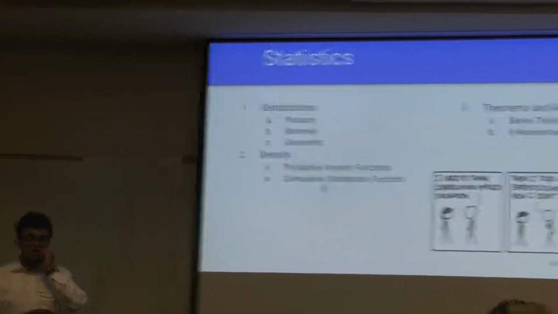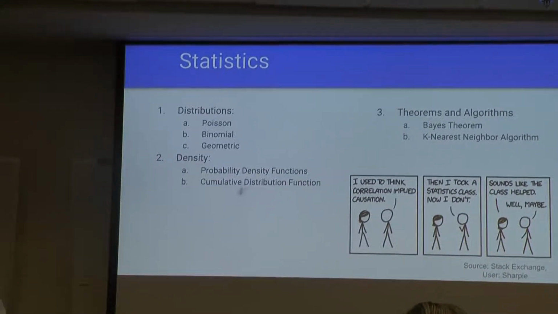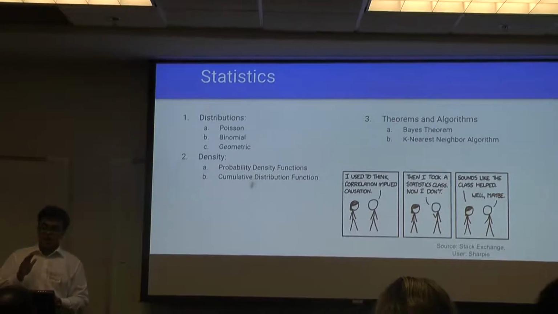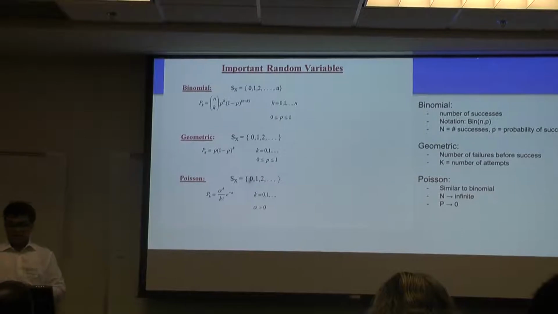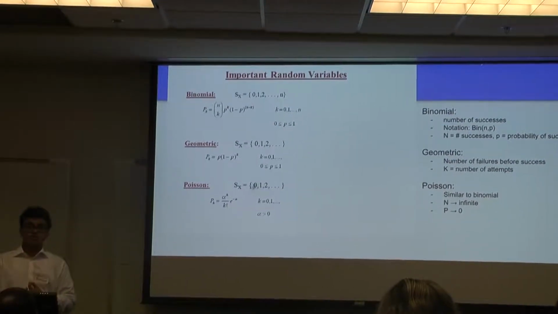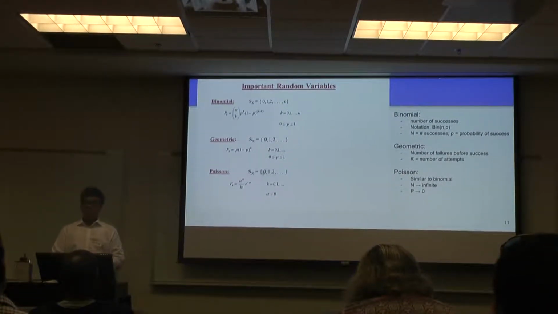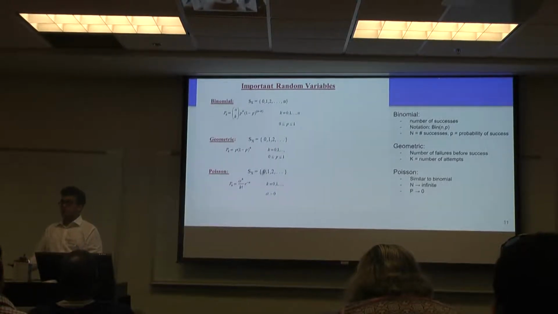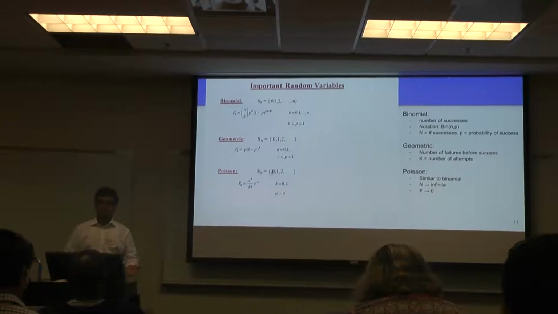So I have 3 main points that you should be comfortable with in statistics, and those would be distributions, density, and theorems and algorithms. So looking at distributions, there are 3 main distributions. There's a binomial distribution, a geometric distribution, and a Poisson distribution. So in a binomial distribution, that's where we are trying to find the number of successes in a given amount of trials. So that could be something like trying to see how many 6s we can roll if we roll the dice 12 times, right?